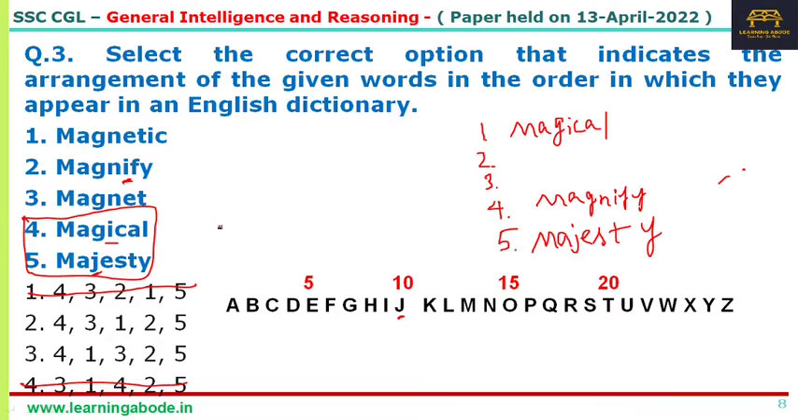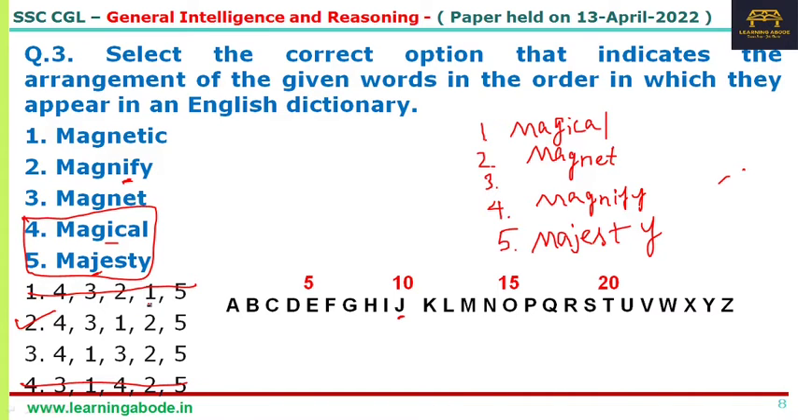Now between the first word and the third word, magnet and magnetic: magnet comes second, and next will be magnetic. So which means answer option 2. The sequence is magical, magnet, magnetic, magnify, and then majesty. Answer option 2 is the answer for the third question.